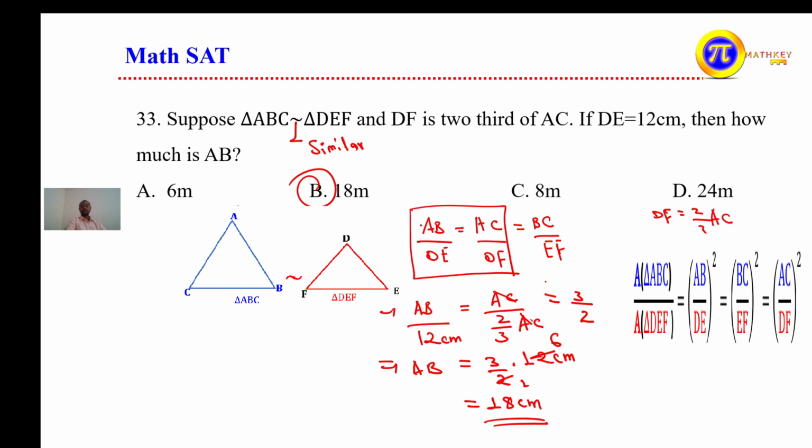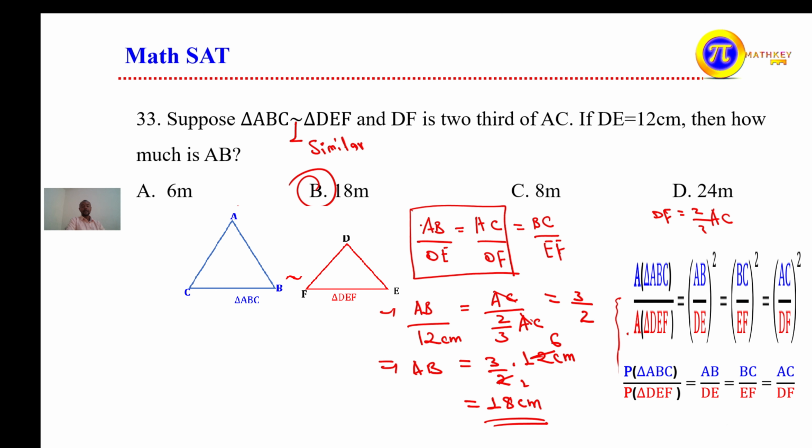We can find it this way. In case it were area that was given, what would happen? The area of triangle ABC divided by the area of triangle DEF is equal to the square of their side ratios. That means AB over DE squared. Similarly, AC over DF squared, and the same for BC over EF, we take the square if it is area.